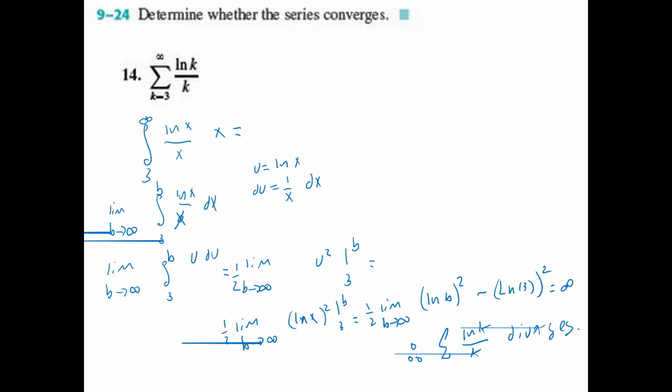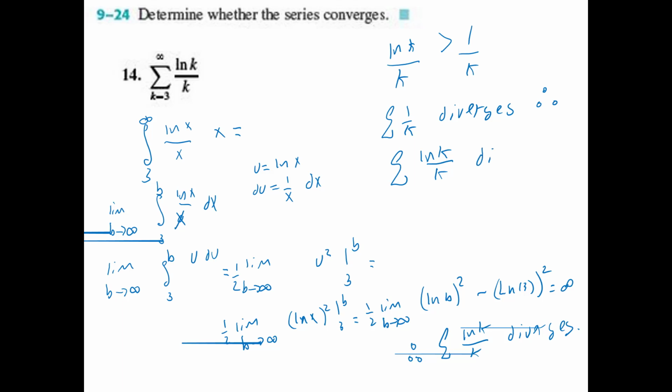But what you should know just by looking at the graph, like we said earlier, is that the natural log of k is bigger than 1. And so if we divide both sides by k, the natural log of k over k is bigger than 1 over k. But we know that 1 over k diverges. And so therefore, the bigger one also diverges. This is the basic comparison test. And do you see how quick that was?